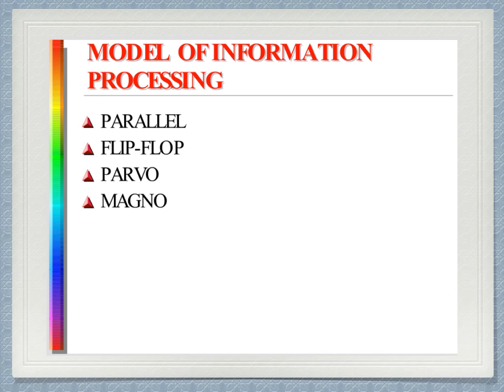Parvo means that one is a serial processor only for central information, cognitive information, and magno is for those who process also serially, but in the periphery or non-cognitively.